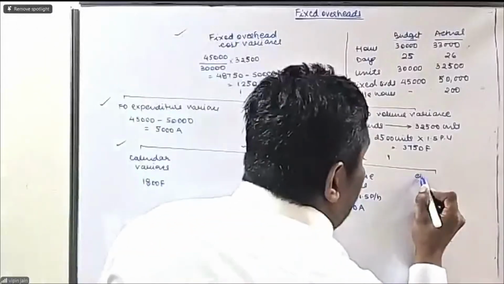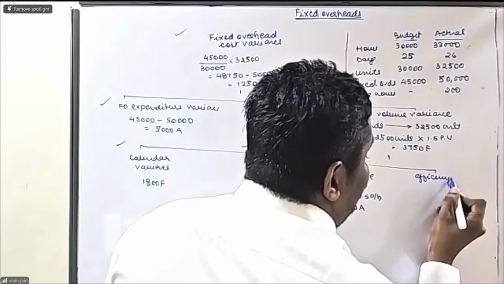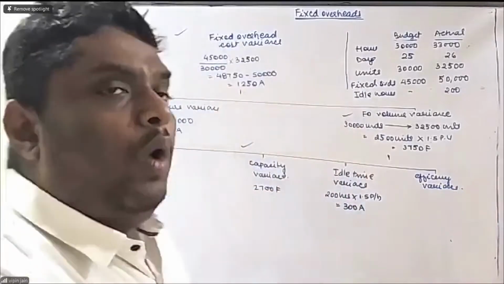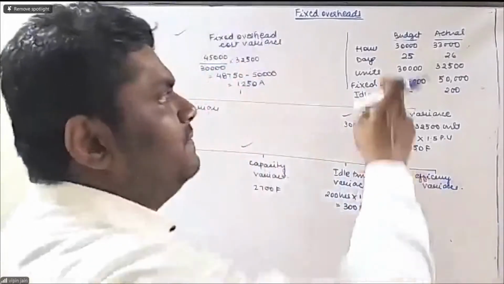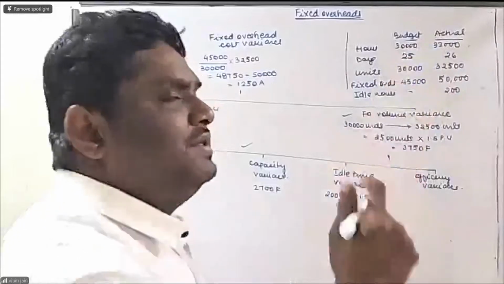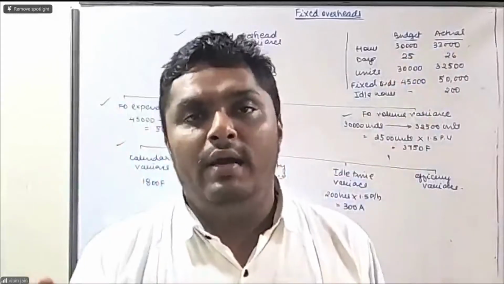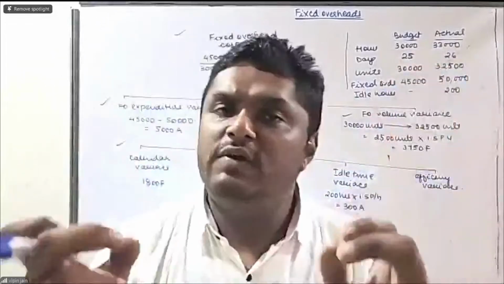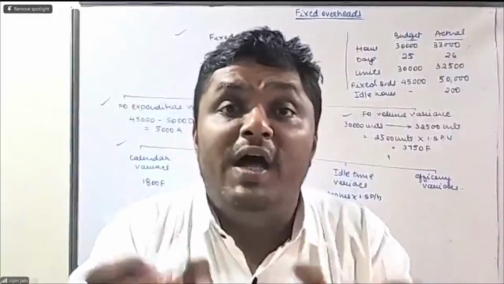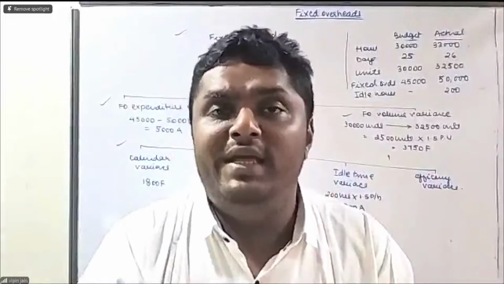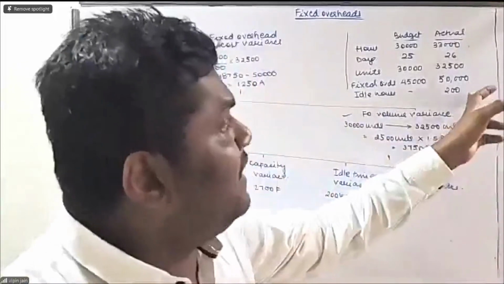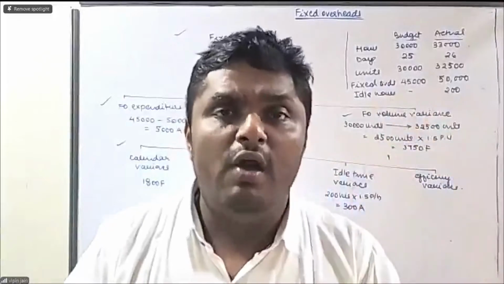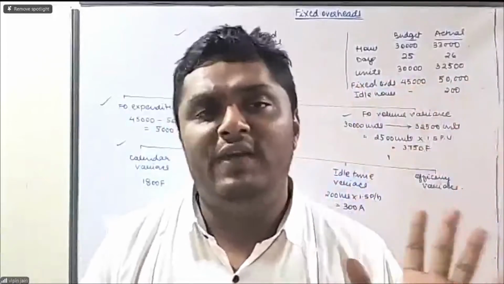Now, very important, when talking about efficiency variance, see guys, what we discussed in efficiency variance: 30,000 units, 30,000 hours. 1 unit, 1 hour. Now, very important, guys, the actual units manufactured were 32,500. So the work was supposed to be completed in how many hours? 32,500 hours. But we actually took how many hours? 33,000 hours.